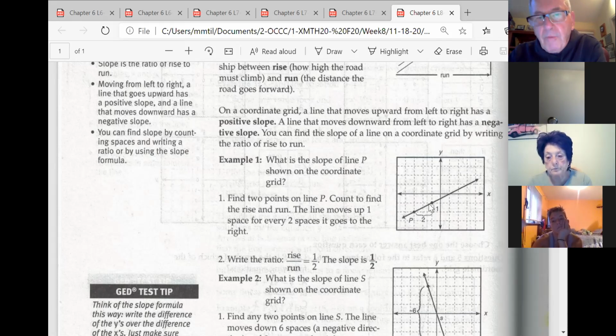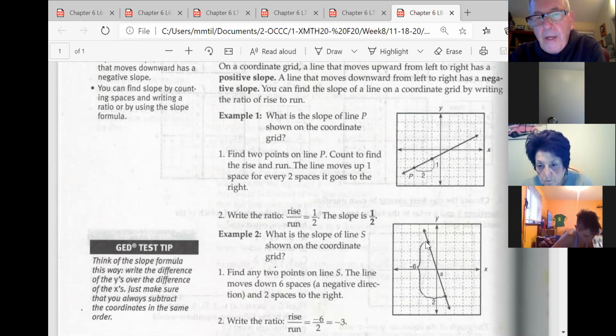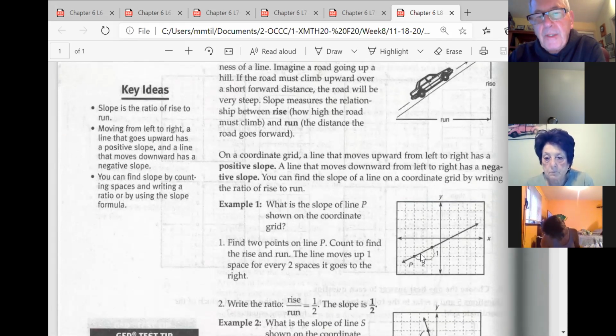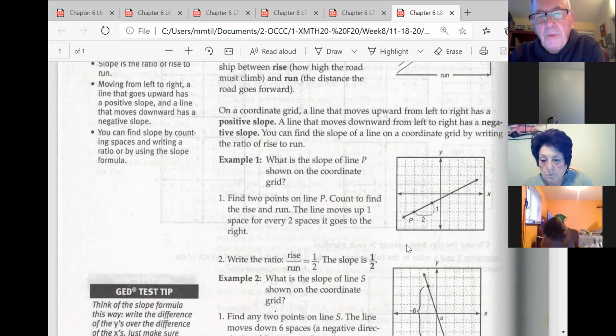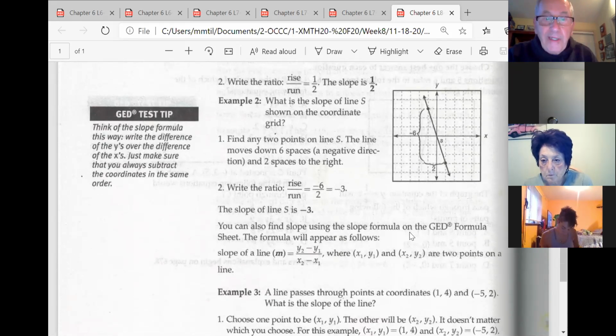So the rise over the run, the rise over the run. Always just remember that. Sometimes the rise is negative. In this case, it's not negative, it's positive. It goes up. This one here, the rise is really negative. It goes down 6 and over 2. This one goes up 1 and over 2. That's what the slope is, defined as the rise over the run in all these linear equations.